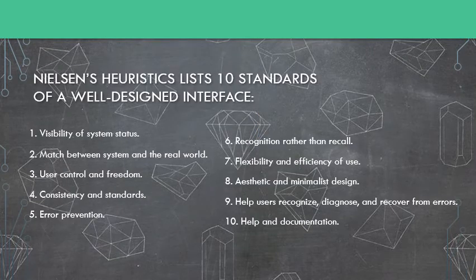Nielsen's Heuristics lists 10 standards of a well-designed interface. 1. Visibility of system status. 2. Match between system and the real world. 3. User control and freedom. 4. Consistency and standards. 5. Error prevention. 6. Recognition rather than recall. 7. Flexibility and efficiency of use. 8. Aesthetic and minimalist design. 9. Help users recognize, diagnose, and recover from errors. And 10. Help and documentation.